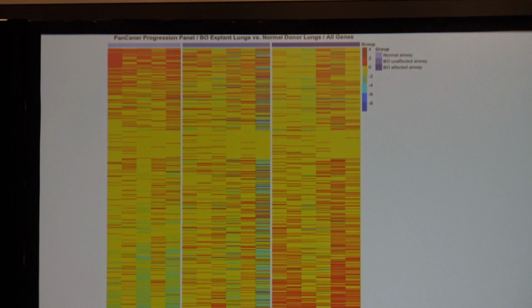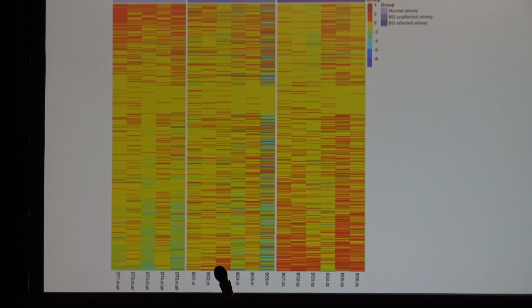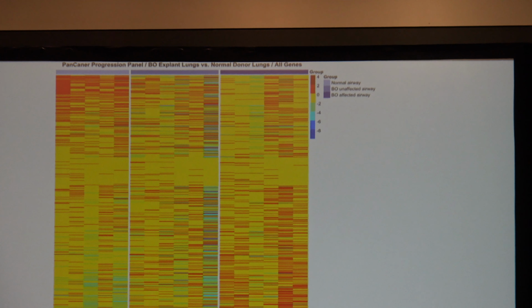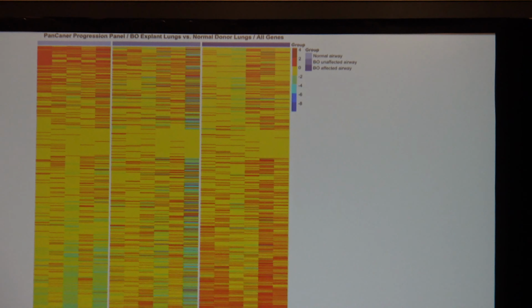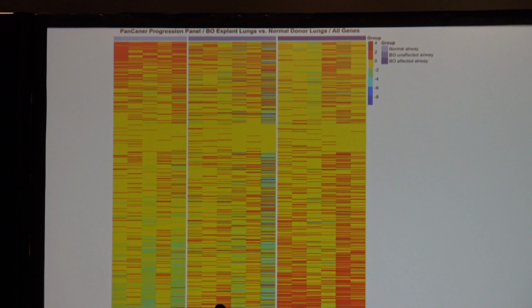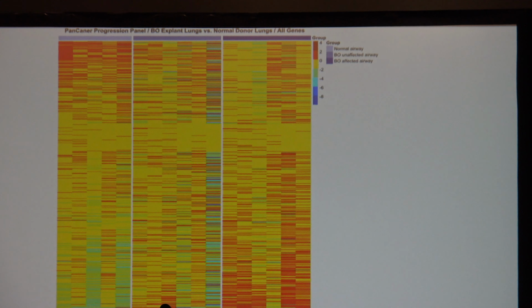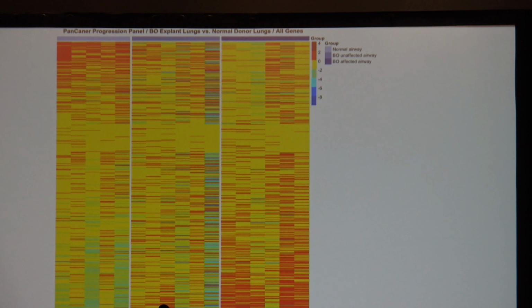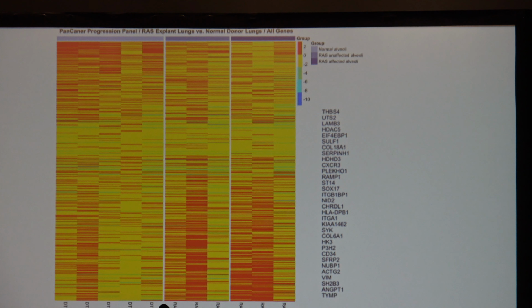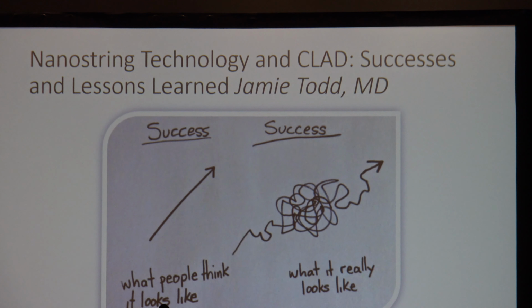And then lastly, this was the pan-cancer progression panel. Again, a patient with BOS with normal donor trimmings on the far left, the center being an unaffected airway from the patient with BOS, and the far right being from the same patient with an airway lesion affected by BOS. So more on this pilot study.